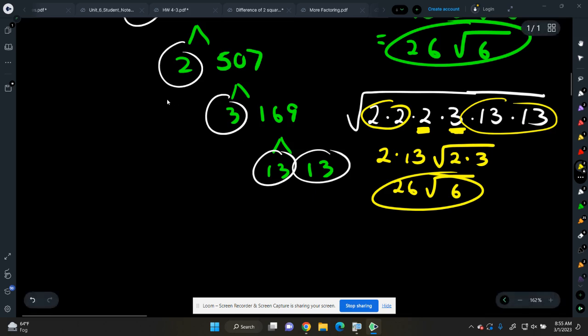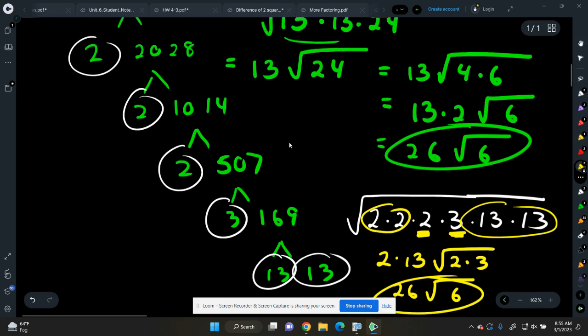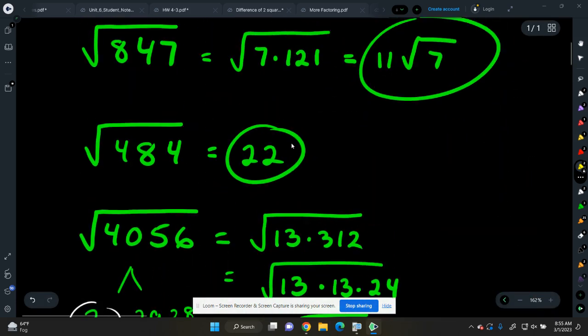Okay, questions? Okay, we're going to stop there today. When do we have class again? Tomorrow. Tomorrow we have our quiz on the perfect squares, and then we're also going to start on taking square roots that have variables in there. Okay?